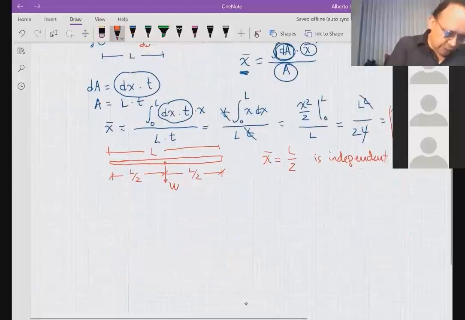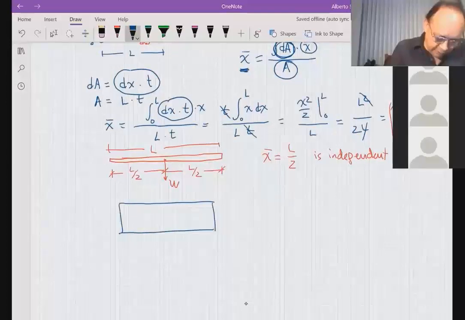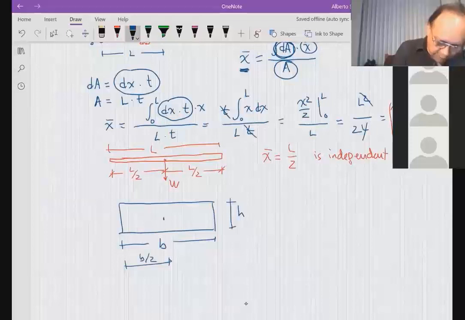So we can extrapolate this to a plate of length, let's call it, B and height H. The center of gravity is here at B over 2, no matter what the dimension H is.